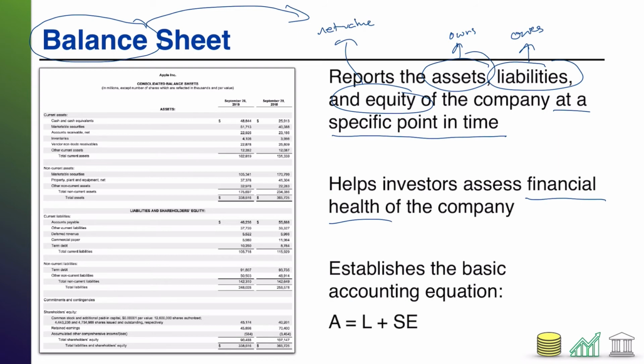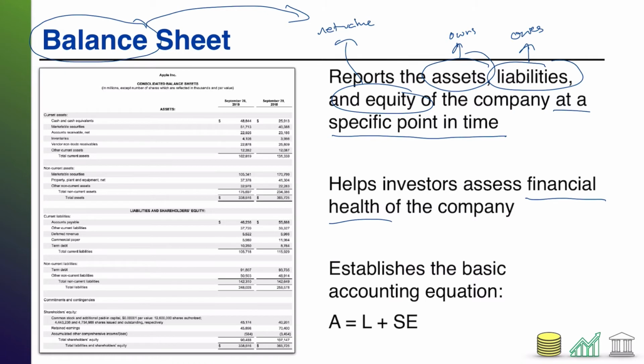Okay? And you'll notice it's divided that way. If you look at our example on the left here, there's an asset section, then there's liabilities and shareholders' equity combined, but if you look, it is divided. There's the liability section, there's the shareholders' equity section. And this balance sheet helps establish what is known as the basic accounting equation, or sometimes referred to as the balance sheet equation. A equals L plus SE. Assets equals liabilities plus shareholders' equity.